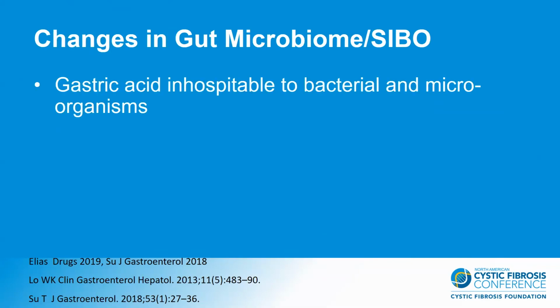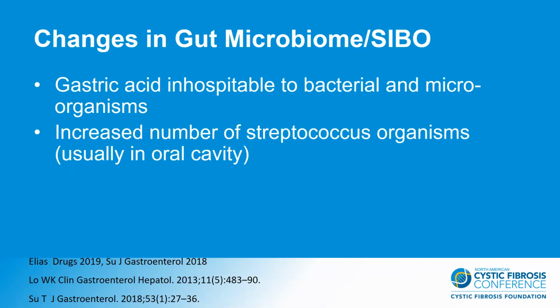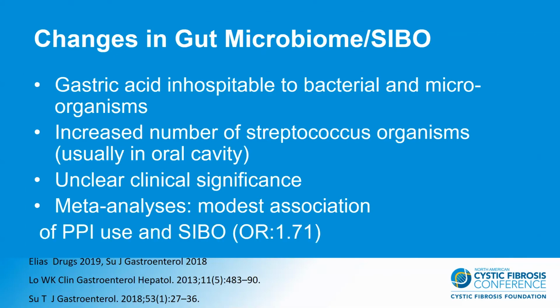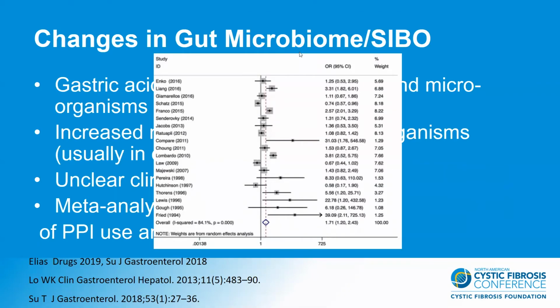What about changes in gut microbiome, or SIBO, small intestinal bacterial overgrowth? Gastric acid is inhospitable to bacteria and microorganisms. So if you remove gastric acid, then you might increase the number of specific bacterial microorganisms. We see an increased number of streptococcus organisms, usually in the oral cavity. But again, this change in the microbiome is of unclear clinical significance. However, there are a number of meta-analyses that show a modest association of PPI use and small intestinal bacterial overgrowth. Again, similar odds ratios in the 1.71 range, but with some more clinical significance than some of the other data. Again, how they diagnose small intestinal bacterial overgrowth seems to be important, and that in itself is fraught with issues.